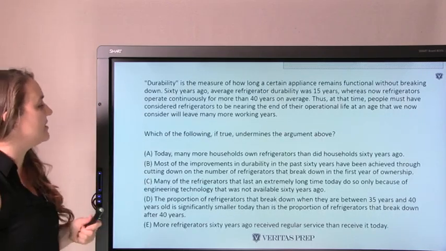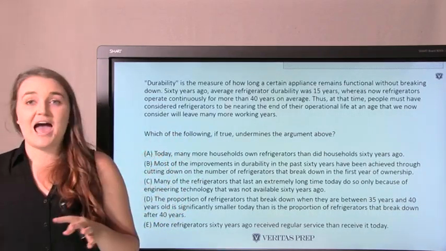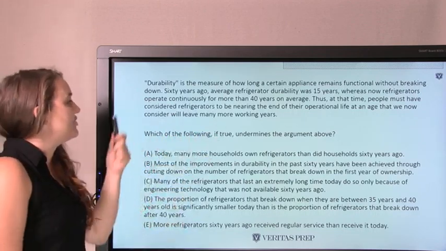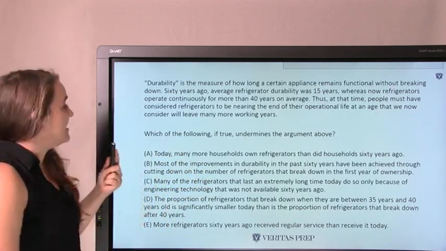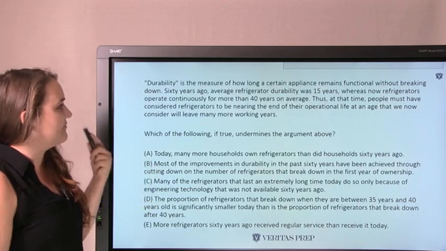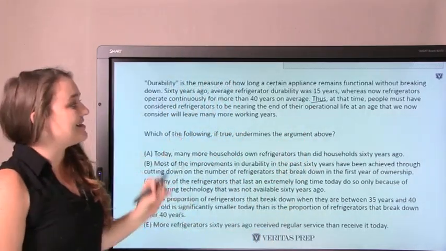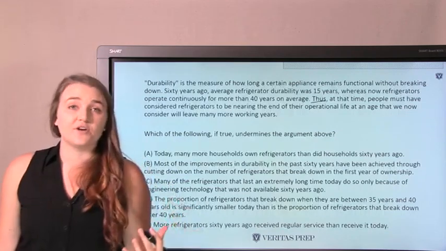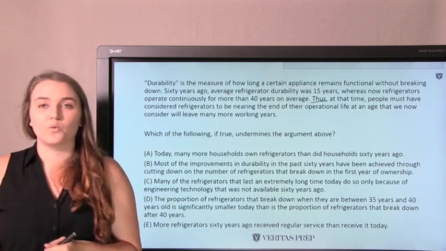So we have here that durability is the measure of how long a certain appliance remains functional without breaking down, and that 60 years ago, average refrigerator durability was 15 years. Now refrigerators operate continuously for more than 40 years on average. So we have this increase in the average durability of refrigerators. Now we're concluding, we have this conclusion language here. Thus, at that time, people must have considered refrigerators to be nearing the end of their operational lives at an age that we now consider will leave many more working years.